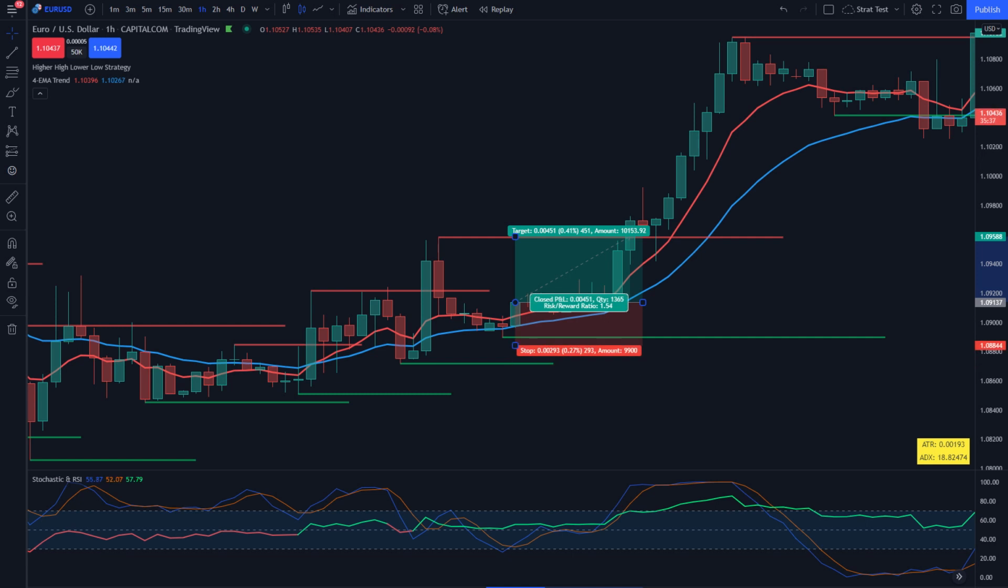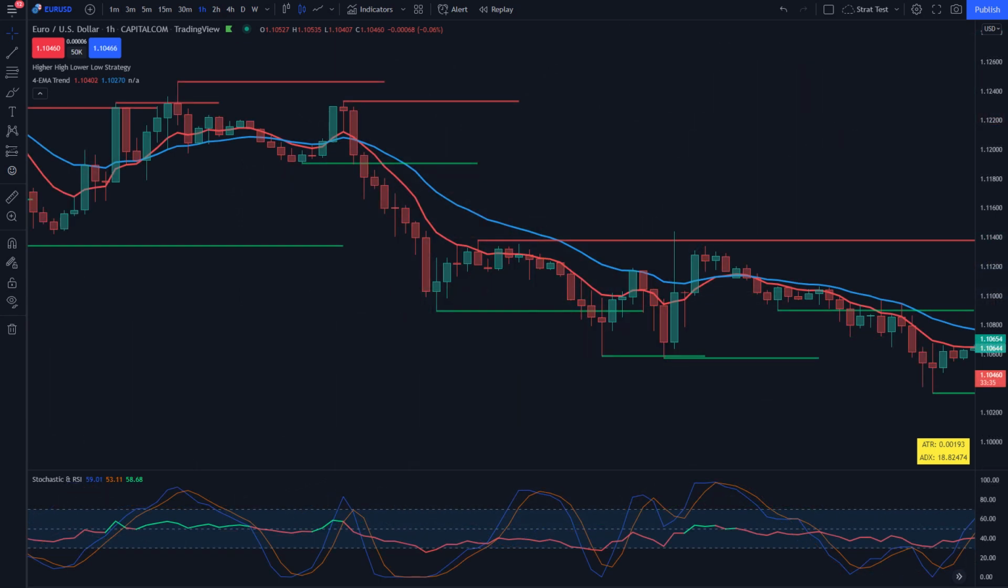To increase the ratio, you could set your stop loss a bit higher, which increases your profits but is more risky. I prefer this stop loss, but both entries are valid. The same can be done for going short.